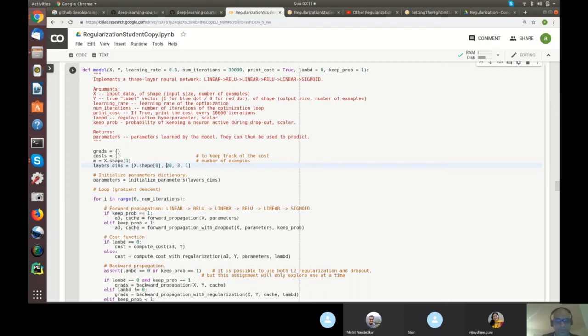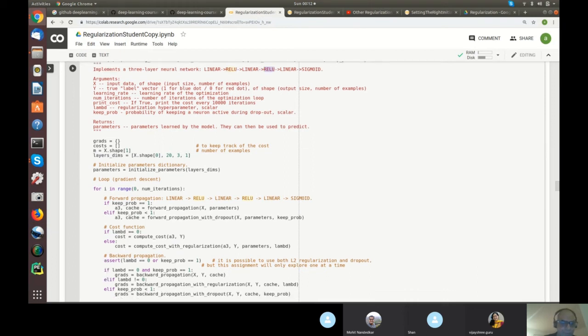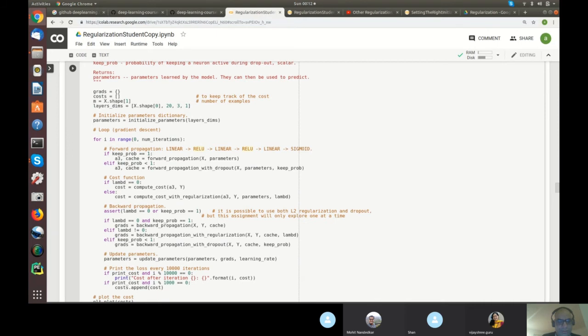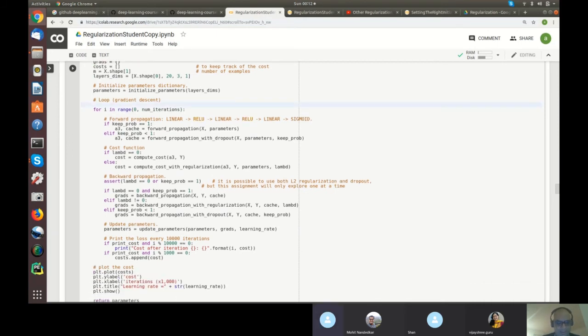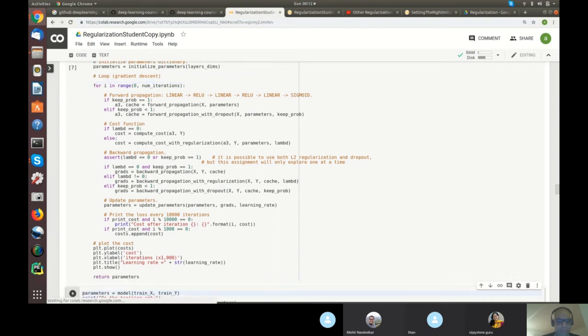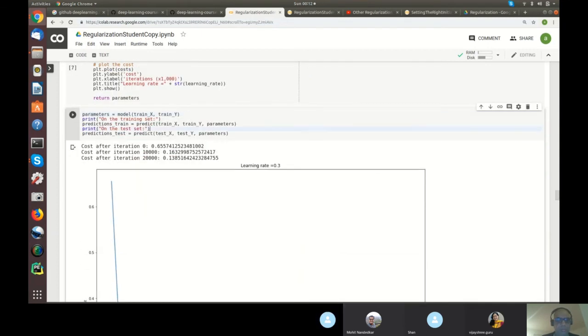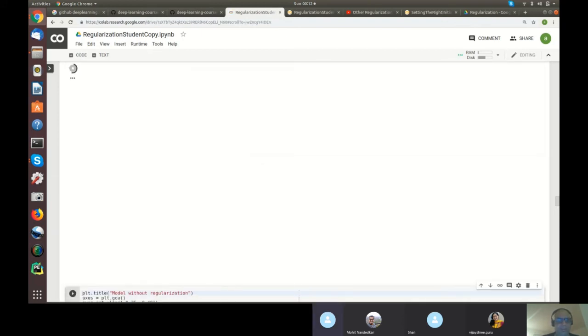So generally, when the output is binary, we use sigmoid. If it has multiple categories, we use softmax. And in hidden layers, we use ReLU or tanh, generally. So let's run this. So here we give training data and test data.